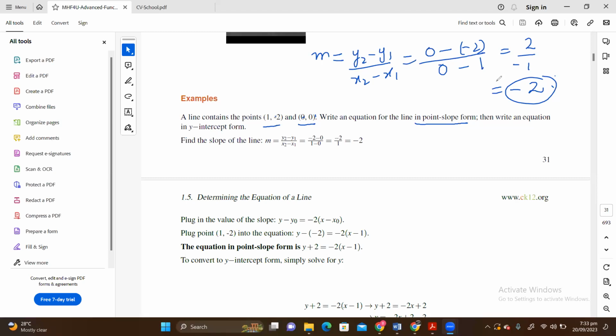Slope is negative, slope is equal to m. We get the slope, but they are asking for an equation of the line in point slope form. Point slope form is y minus y naught is equal to m times bracket x minus x naught. That's the equation. We can take either the first or the second point, so we can take the first one.